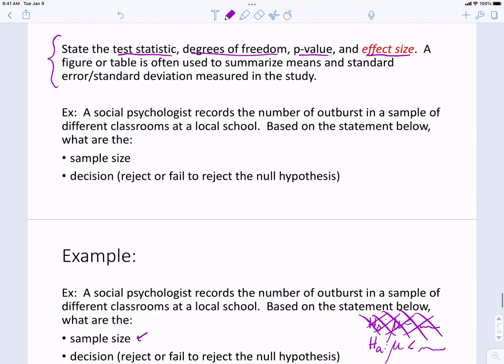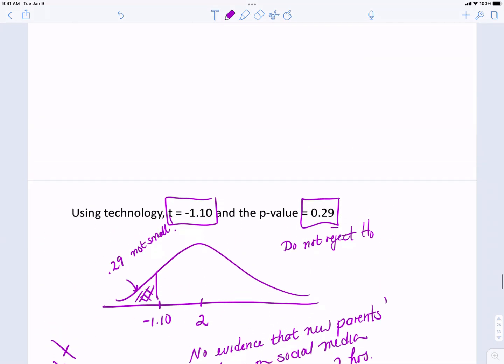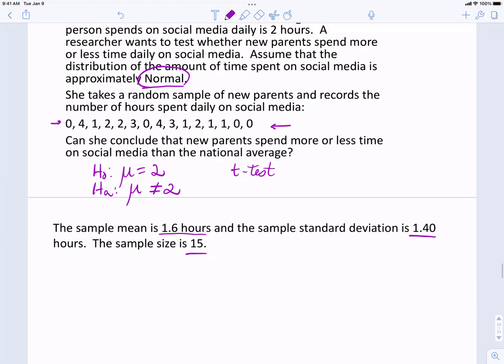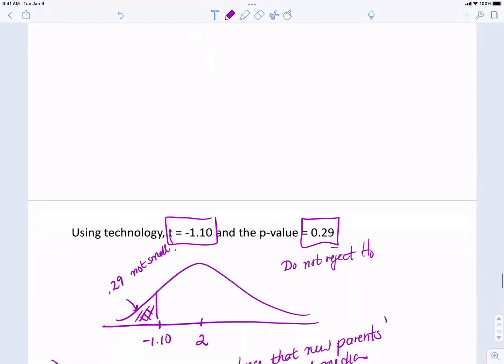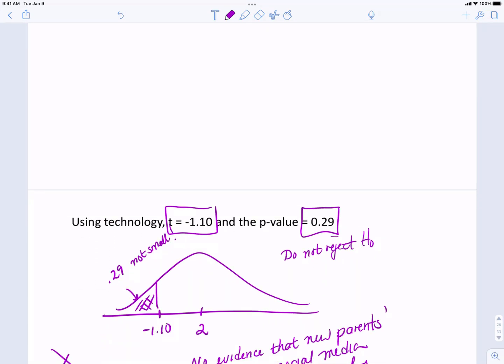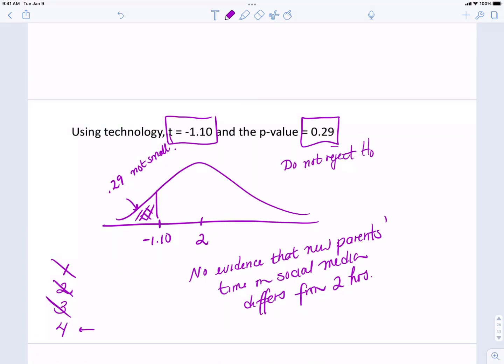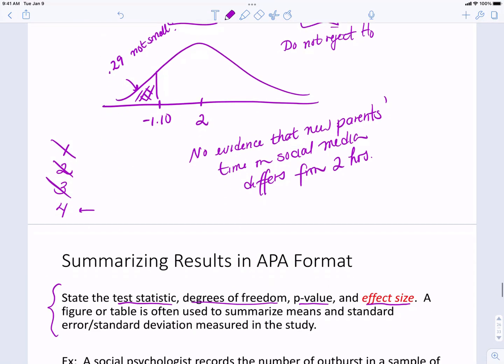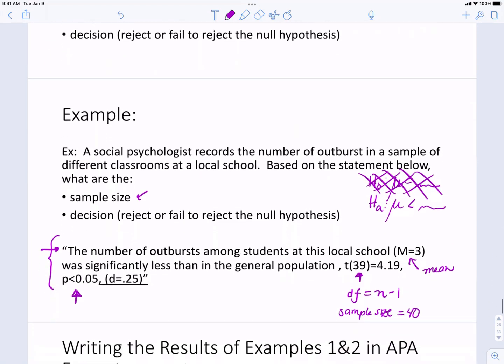In example 2, this was about the number of hours in social media. So let's record what we had here. We had a sample mean of 1.6 hours and a sample size of 15. Our test statistic was negative 1.10, and our p-value was 0.29. And what we concluded was there was no evidence that the new parents' time on social media differed from 2 hours. All right, so how might that look in APA format?